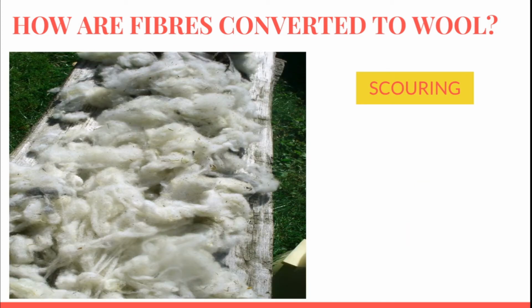Next, once the hairs are shaved off the body of the sheep, they are scoured. Scoured means they are washed with the water and detergent to remove the dirt, dust, and the oils present in the furs or the fibers of the sheep.